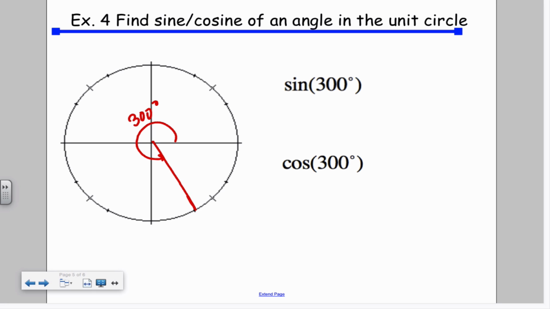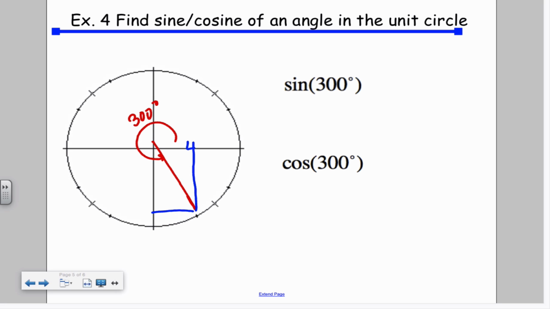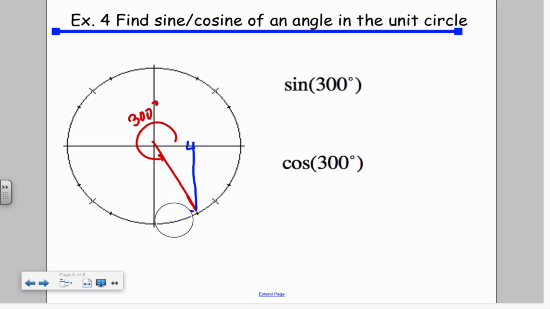And now I got to make a right triangle. So what I'm going to do is draw a perpendicular line straight up to the x-axis. Okay? We do not draw to the y-axis. So if you or your neighbor draws a line like this, please tell them that's not correct. Okay, so our perpendicular lines always go from the point on the circle to the x-axis.